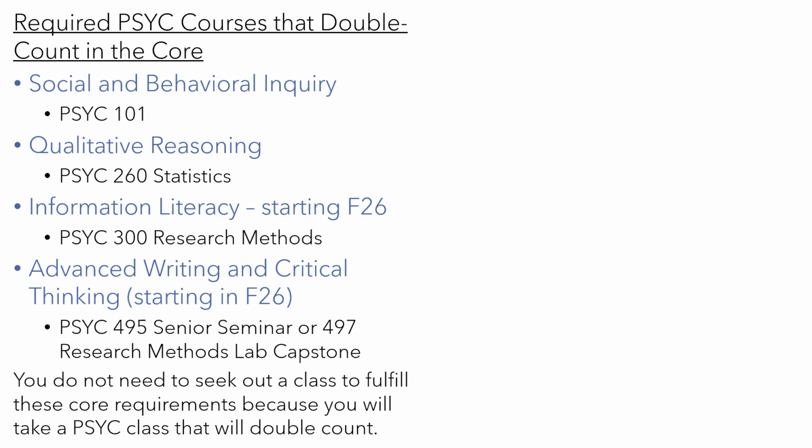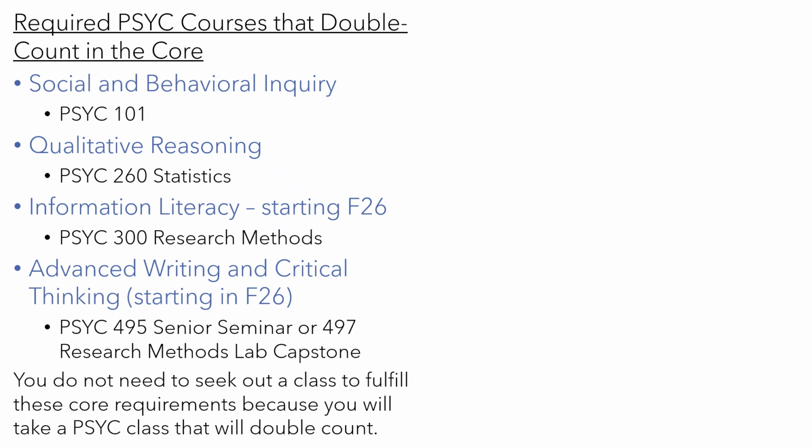For those of you who are currently psychology majors, you've probably taken these preparation and foundational classes already, but if you haven't yet taken your capstone in the psychology major, which is Psych 495 or 497, then you will receive credit for both advanced writing and for critical thinking in the core curriculum when you take this class as a senior.